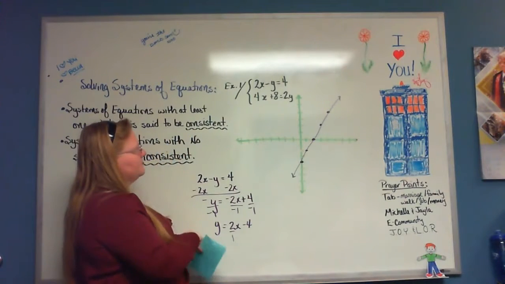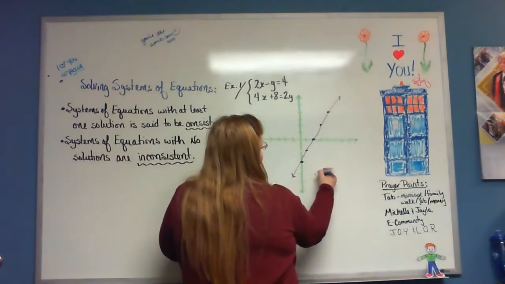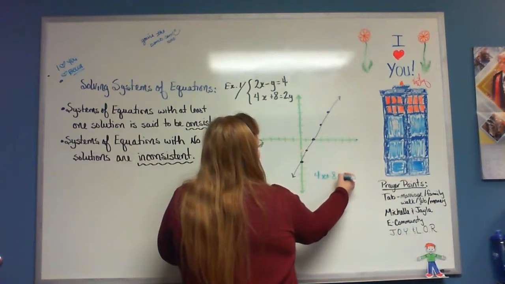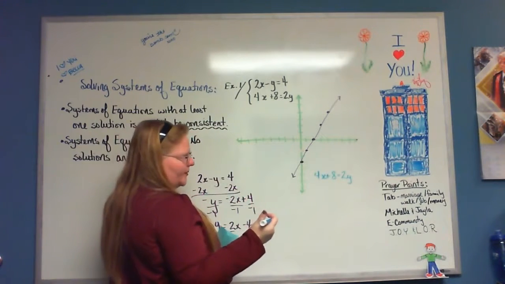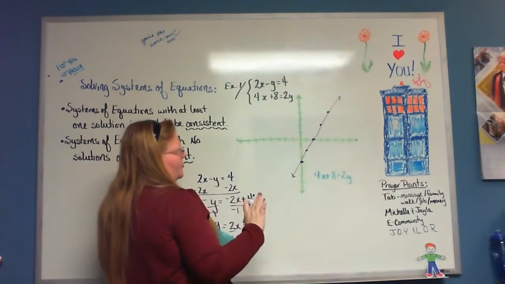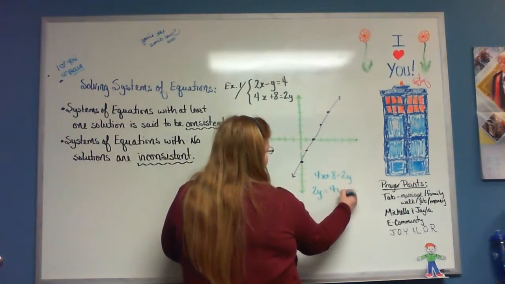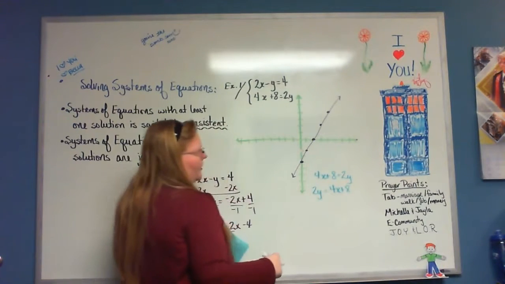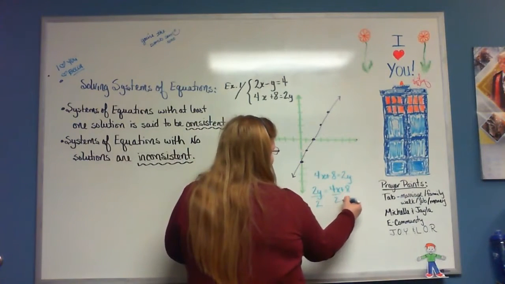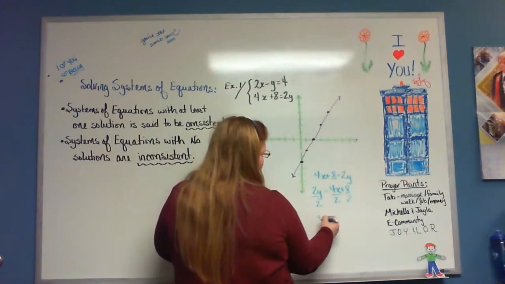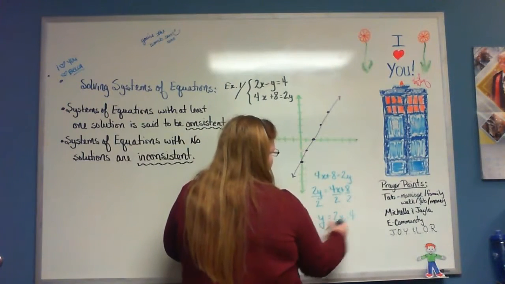For the other one, I'm going to use a different color again. We have 4x plus 8 is equal to 2y. So I have to get the y by itself. I'm going to flip it over so I already have my 2y on this side and put the 4x plus 8 on the other side. I didn't move anything, I just flipped it over like a pancake. Then I'm going to divide everything by 2 because I like having the y on this side. And get y equals 2x plus 4.